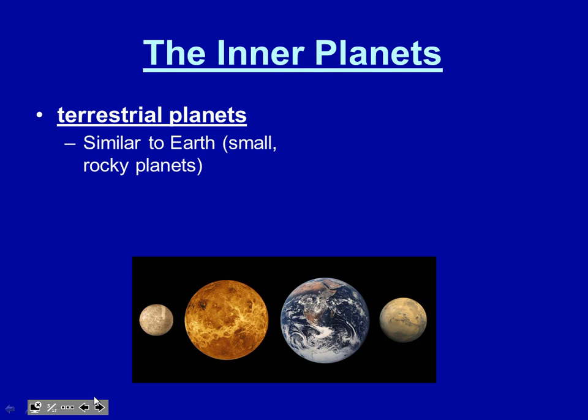All right, the inner planets. So we're going to start at the sun and work our way out. Planets get bigger as they get further away from the sun, right? The inner planets tend to be smaller, and the outer planets tend to be larger. I'm sure I've learned a reason for that at one point in my life, but I can't remember it right now. So they're similar to Earth. They're small and rocky.